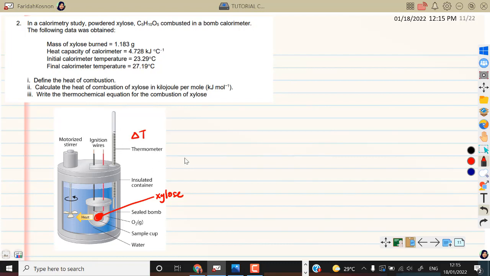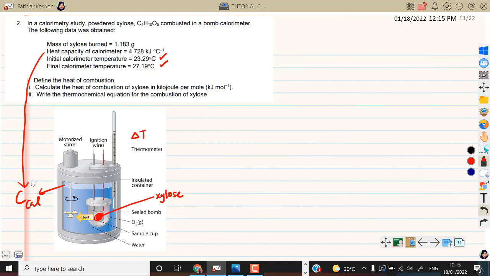Kita nak observe perubahan temperature. Mana dapat, you tengok kat sini data tu dah ada. We have initial temperature and we have final temperature. Okay, the bomb calorimeter mempunyai specific heat capacity. Maksudnya bomb calorimeter ni dia ada specific heat capacity masing-masing. So it was given in the question. Alright, telah diberikan dalam soalan.